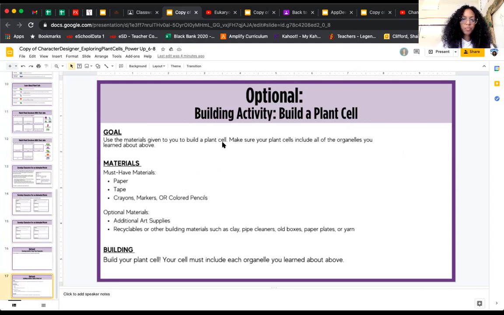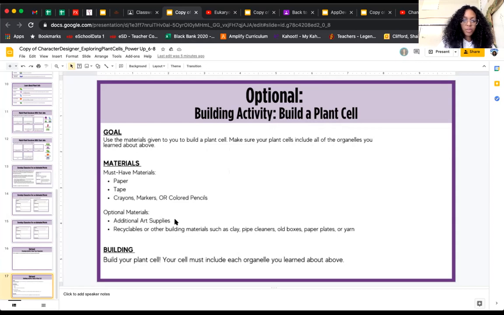So here's the optional building activity. You can build a plant cell, kind of like you would build a model for school, just to represent what you know and help it solidify in your brain. But again, this is optional. It is not a mandatory project. You can use materials that you have to build a plant cell. Just want to make sure your plant cell includes all the organelles that you learned about. You can use paper, tape, different colors and crayons. If you don't build it up to be 3-dimensional, you can, again, draw a plant cell on paper.